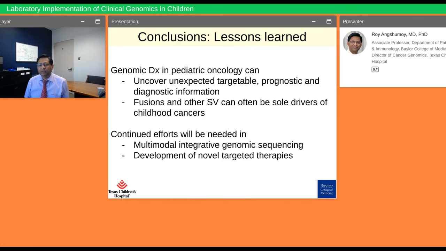So I hope I was able to show you some examples of unexpected targetable, prognostic, and diagnostic biomarkers that you can find by broad genomic testing in childhood cancers. I showed you many examples of fusions and other structural variations that can often be sole drivers of these cancers. And of course, there is much more work that remains to be done in childhood cancer, especially in the clinical diagnostic space, including identification of novel targeted therapies and further integrating multimodal genomic sequencing techniques.